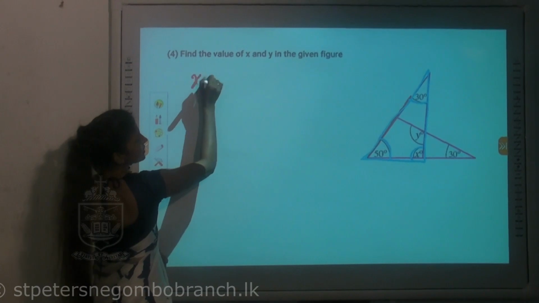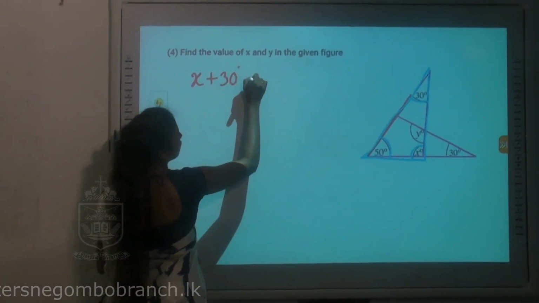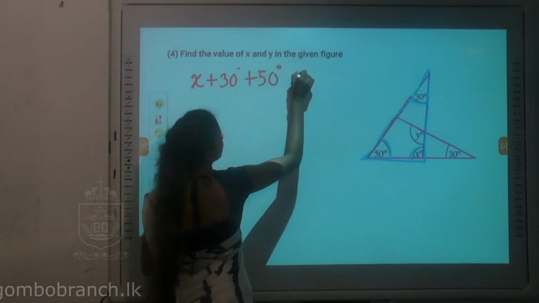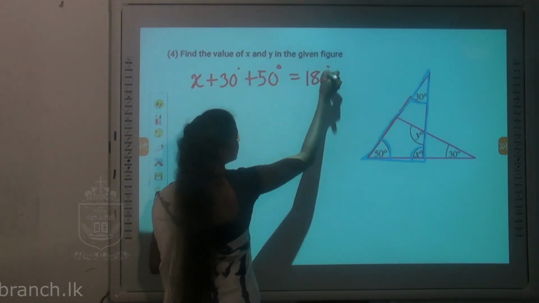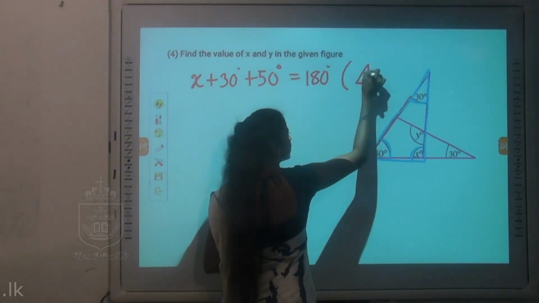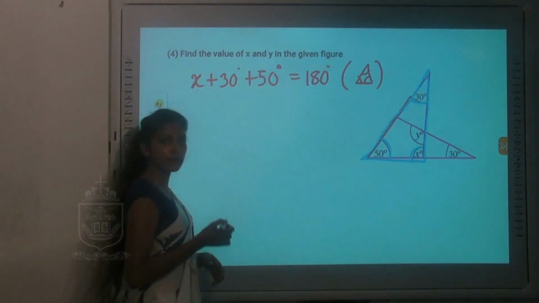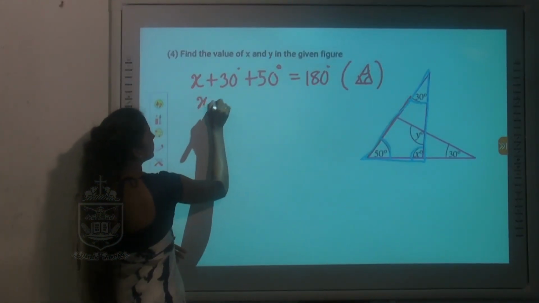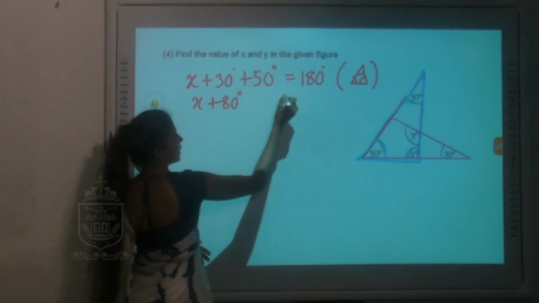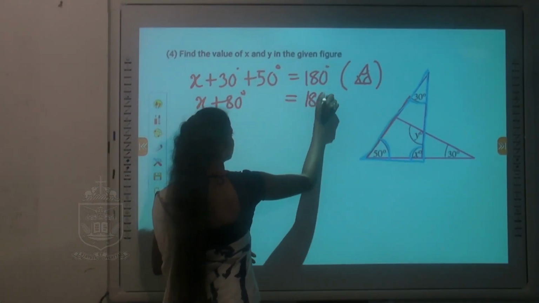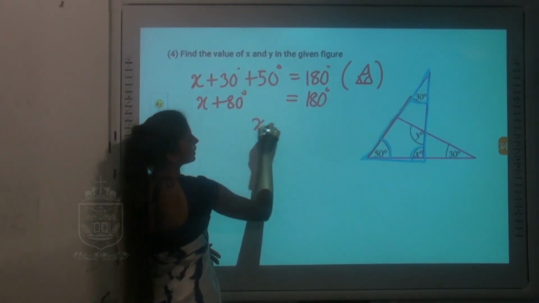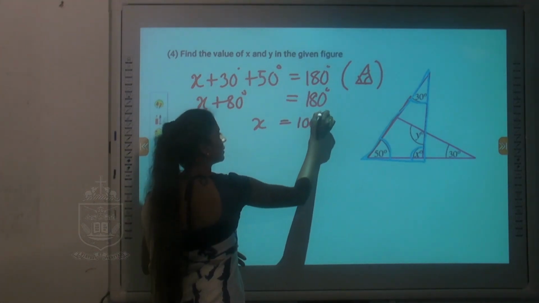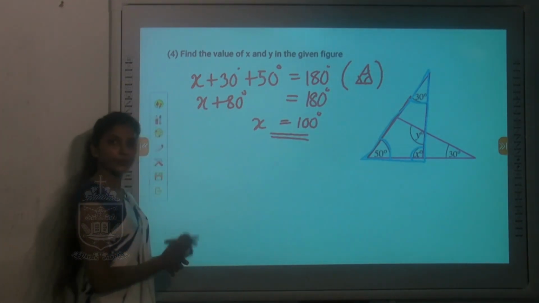So x plus 30 degrees plus 50 degrees equal to 180. That is because of the interior angles of the triangle. So once you add all three, you know this is 80 degrees and you can cancel 80, which means to subtract 80. So you will get the answer 100 degrees.